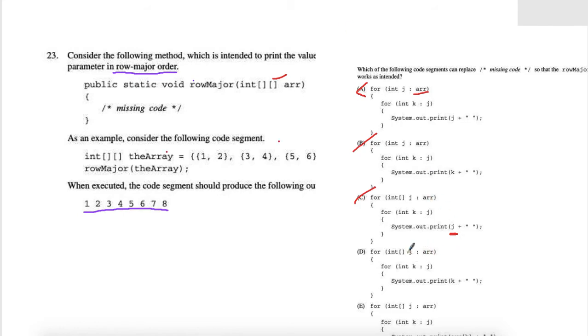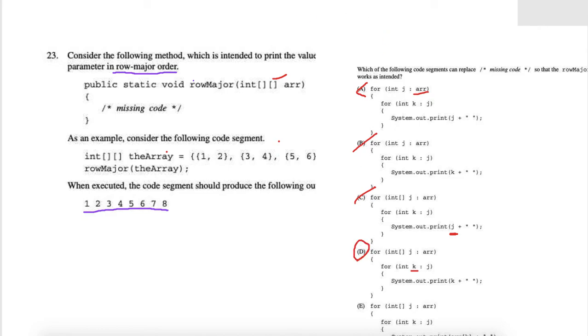Okay, this is looking much better. So here, K represents the numbers which are inside of J, and that's what we want to print. K represents each element of the integer array J, beginning from the first one and going through to the end. So this one looks like the correct answer.